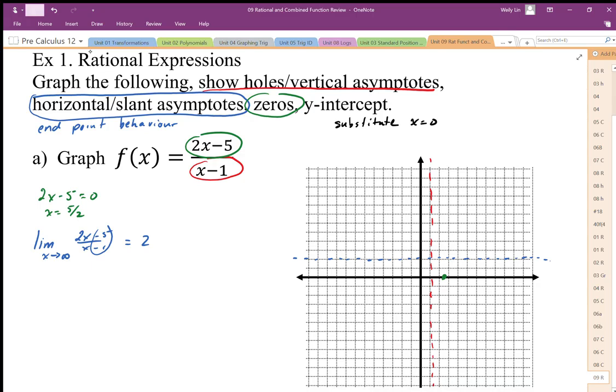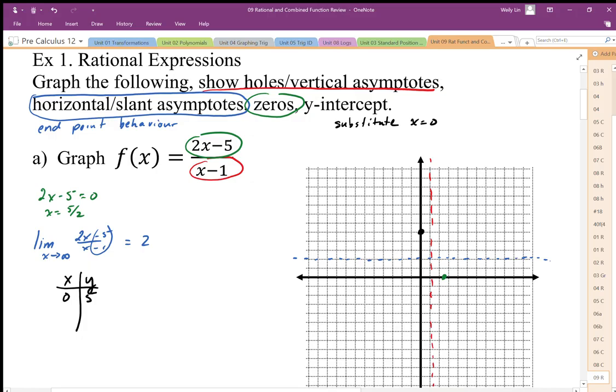The last part here is our y-intercept. So if I plug in x is 0, my y value is going to be y is equal to negative 5 over negative 1, which is 5. So we get a y-intercept at 5.